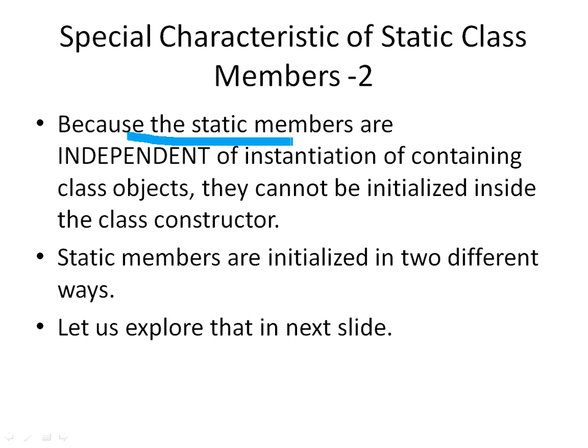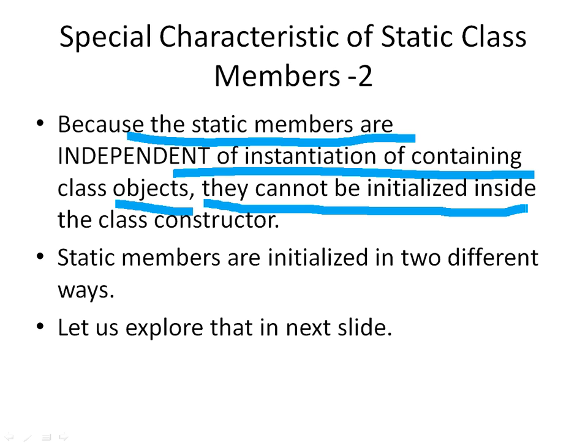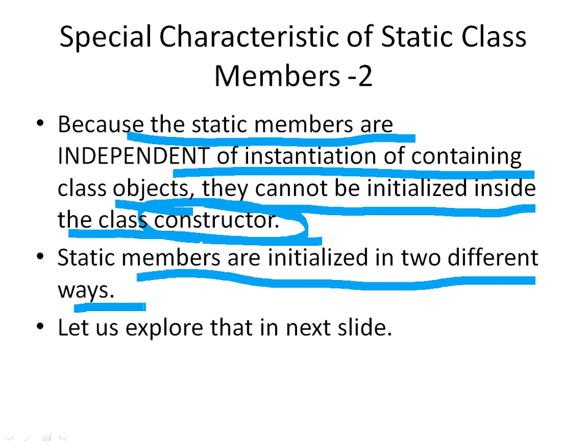So a single copy of static members is shared by all the objects of the class. And because static members are independent of instantiation of containing class objects, they cannot be initialized inside the class constructor, because you understand that constructors instantiate a class object, and static members cannot depend upon instantiation of an object, so they cannot be initialized inside the constructor. Static members are initialized in two different ways, and let us explore that in the next slide.